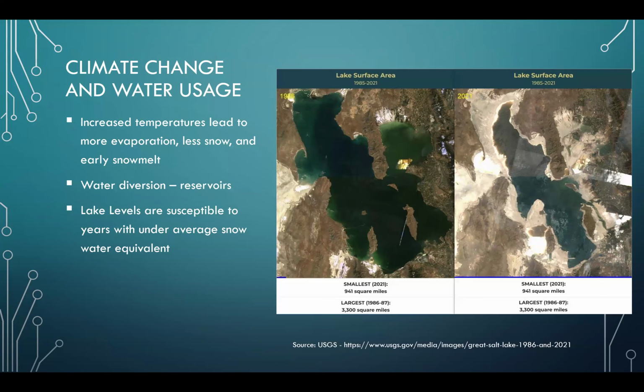And here's the picture of the Great Salt Lake. So in 1986, this was after we had multiple years of larger than normal snow water equivalent. And so the lake filled up quite a lot, and they actually had to release quite a bit of water, or else there would have been issues there.